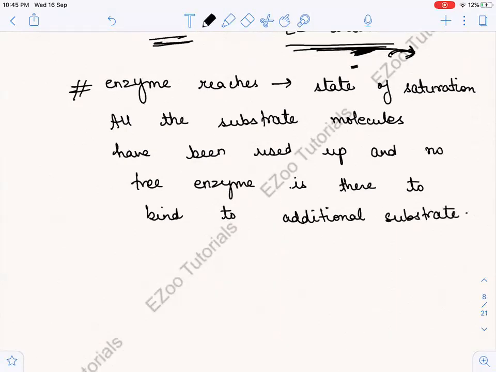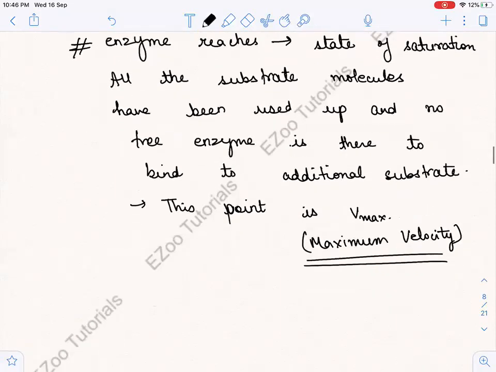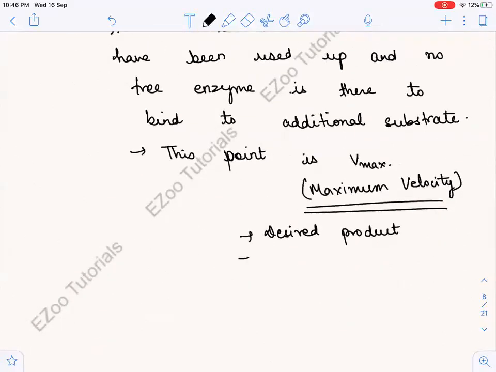इसमें क्या हुआ, at this point, this is what velocity, this point is the Vmax or the maximum velocity, जिसमें desired product बन गया है. We have got what? We have got the desired product. अब और product नहीं बन सकता. We cannot make no more product. अब क्या होगा, there will be no more product. इसके बाद there will be no more product.